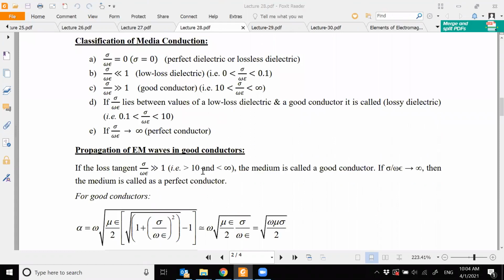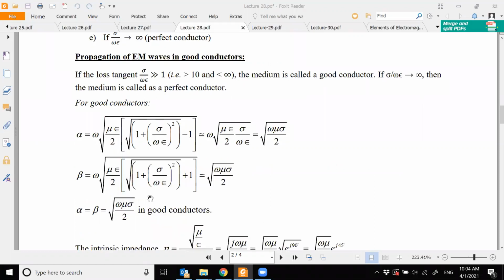So today we will look at the classification of the materials. If you see here, these are the 5 different classifications of materials based on the sigma over omega epsilon value, that is, based on the loss tangent: a perfect dielectric or lossless dielectric, then a low loss dielectric, then a lossy dielectric, good conductors, and perfect conductors.